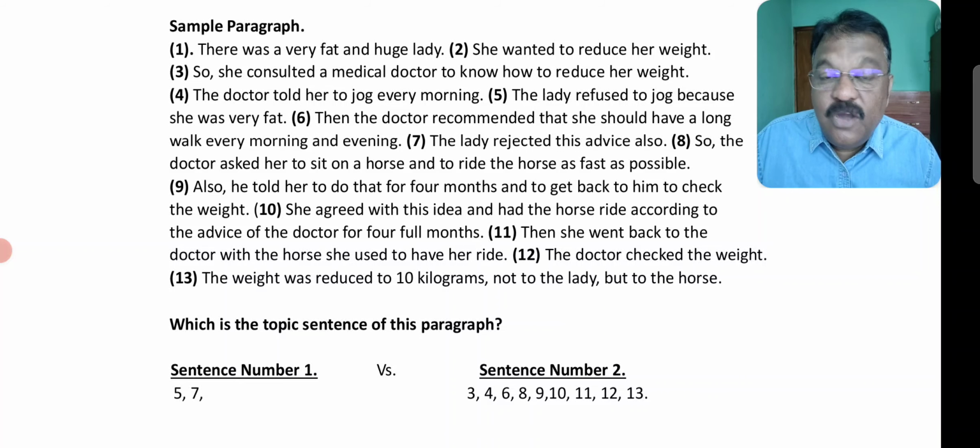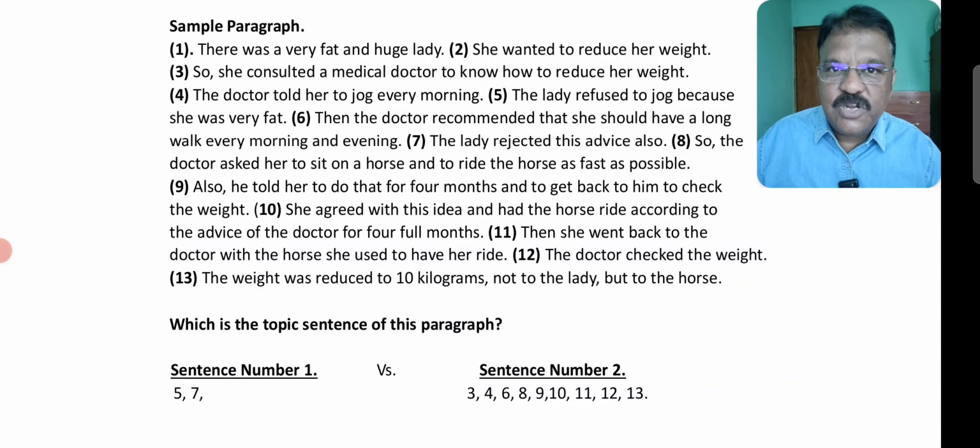Now sentence number 9. Also, he told her to do that for 4 months and to get back to him to check the weight. Why did the doctor tell her to do it for 4 months? He told her to do it for 4 months because though a 4 month period is a little longer, she is going to only sit on a horse. She is not going to jog. She is not going to walk. She is only going to sit on a horse. So let her do it for a longer period so that it can help her to reduce her weight. And that's why he told her to do it for 4 months. So sentence number 9 also supports the idea of reducing the weight. So my dear friends, it supports sentence number 2. So put a tick by the side of sentence number 2 on your paper.